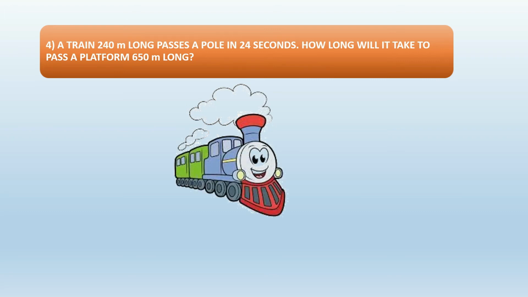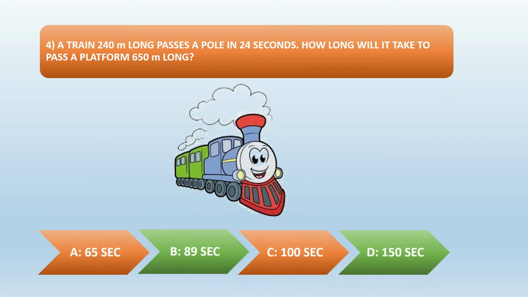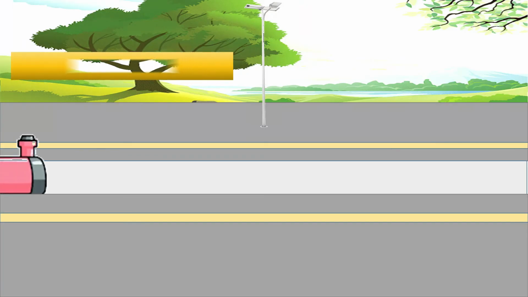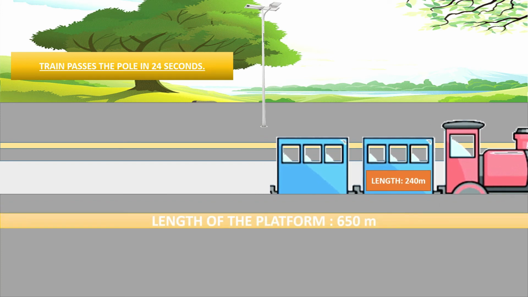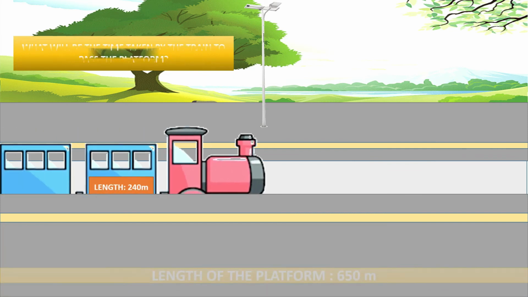Sum 4: a train 240 meter long passes a pole in 24 seconds. How long will it take to pass a platform 650 meter long? The options are A 65 seconds, B 89 seconds, C 100 seconds, D 150 seconds. Let us analyze the problem first. The train passes the pole in 24 seconds. The given data is that the length of the platform is 650 meter. And the second thing is we are going to find the time taken by the train to pass the entire platform of length 650 meter.